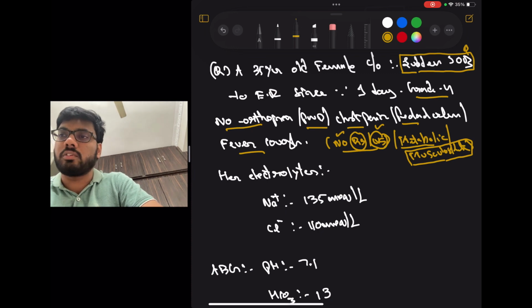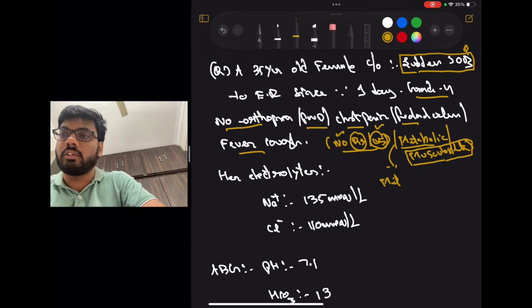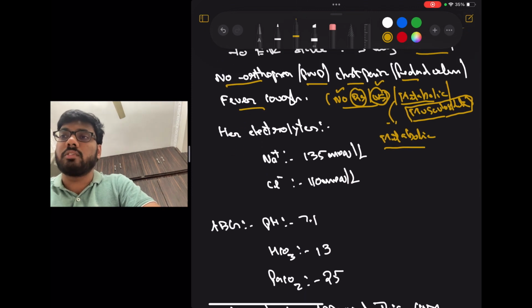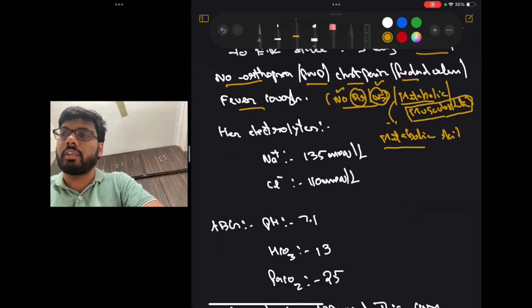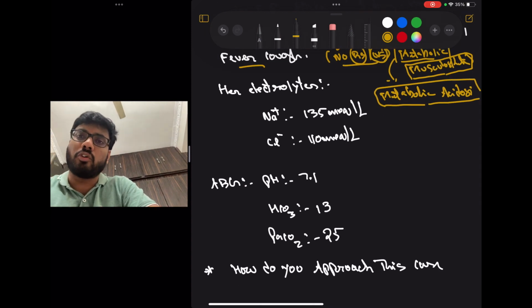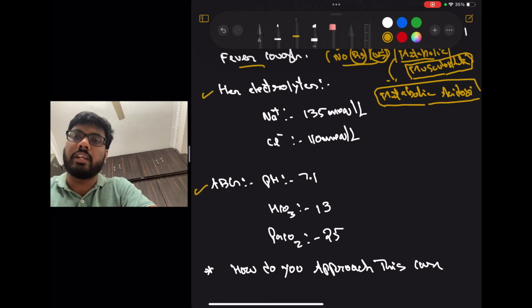So the metabolic cause is metabolic acidosis, right? Since there is no history of muscle weakness or muscle paralysis, I will think in terms of a metabolic condition, probably a case of metabolic acidosis. By suspecting it, of course, I will send her electrolytes and I will send her ABG.